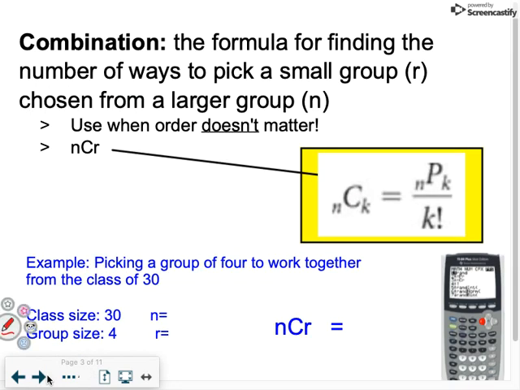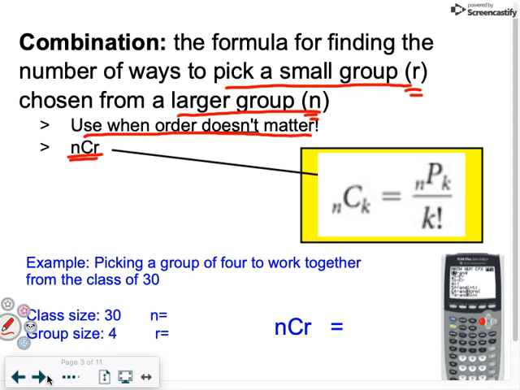To start with, combinations is the formula for finding the number of ways to pick a small group R out of a large group N, right? If you think back to permutations, it's the same process. The one difference here is we use combinations when the order doesn't matter. We show this as NCR. In our calculator, we'll have NCR, so we'll go over that here in a little bit.